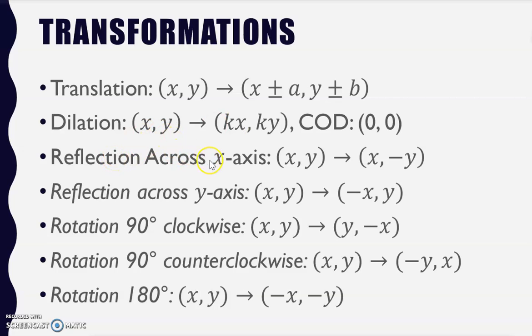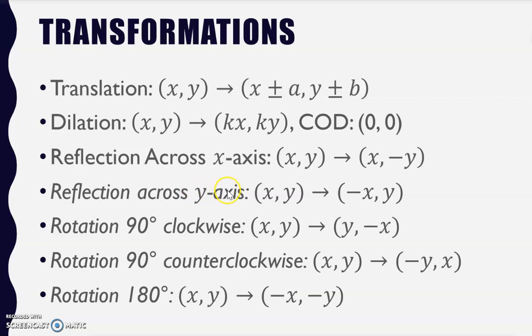Reflection across the X-axis. You have your original XY coordinate. Again, the arrow is a transformation that's happening, and what happens is the X value stays the same, but the Y value switches to the opposite. So if the Y value is negative, it becomes positive. If it's positive, it becomes negative. And that's the only thing that happens to the coordinate if you're reflecting across the X-axis.